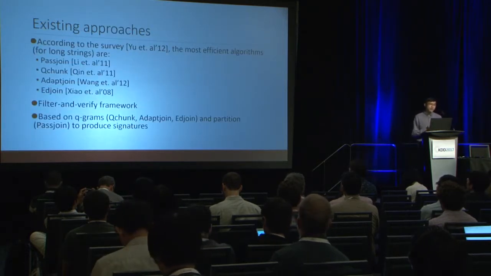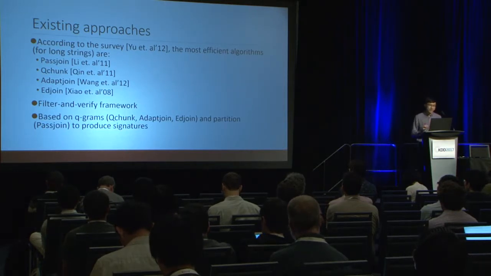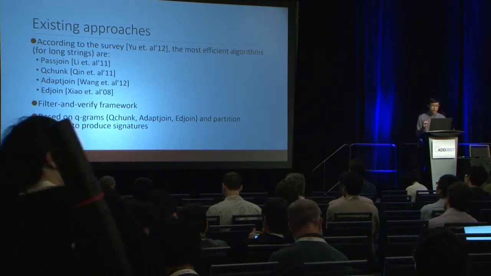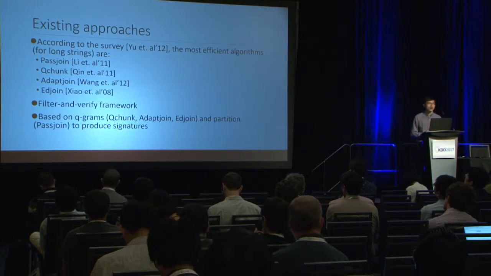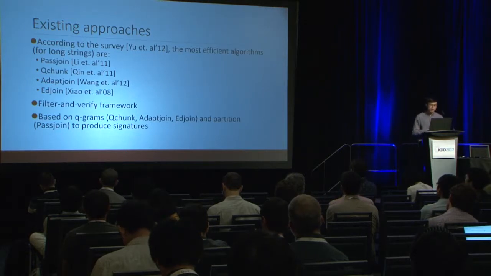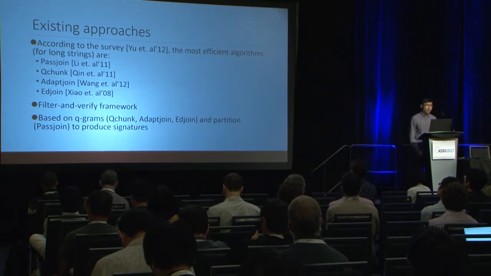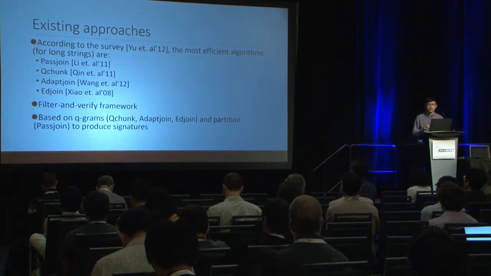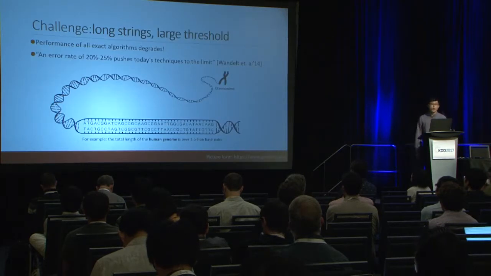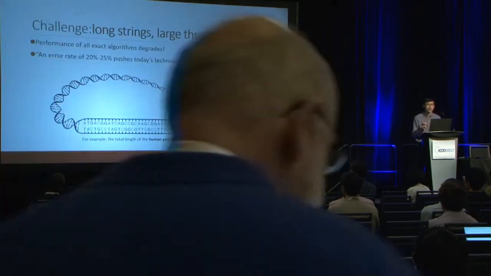So here are the existing approaches. This problem has been studied extensively. According to the survey, those 4 methods are the most efficient ones, and all of them are based on a filter and verify framework, which for each string computes a signature based on q-gram or partition. Two strings that share a common signature are identified as candidate pairs, and it verifies all the candidate pairs via an edit distance algorithm. However, we observed that the performance of all exact algorithms degrades when the edit threshold is large and the input strings are long.